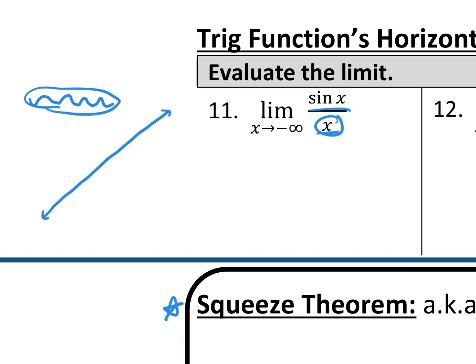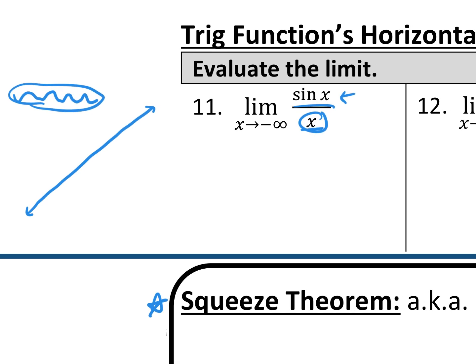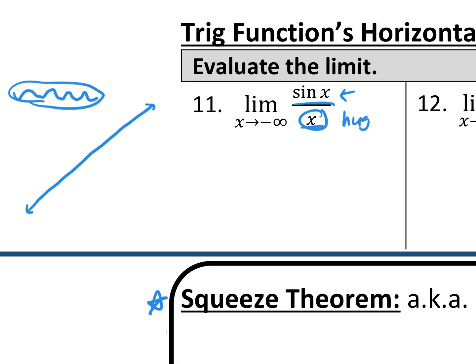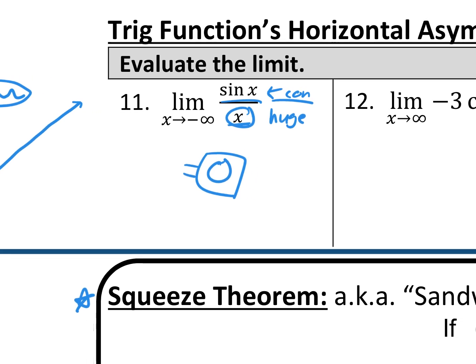When x gets really hugely negative and this on top stays the same number, or between the same numbers every single time, where do you think this limit is approaching? If this is getting hugely negative over something that doesn't change, good. So this limit is going to approach 0. Remember, huge on the bottom and something not as big on top is always going to get you a limit equal to 0.